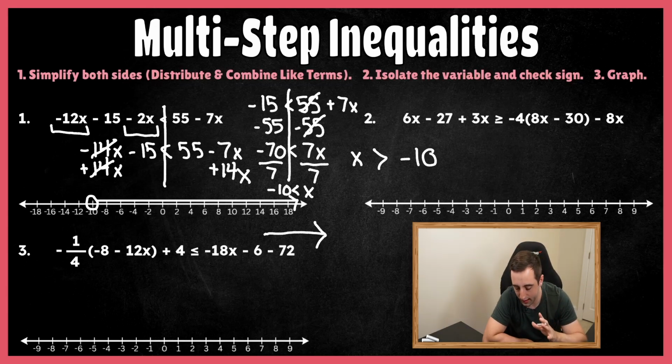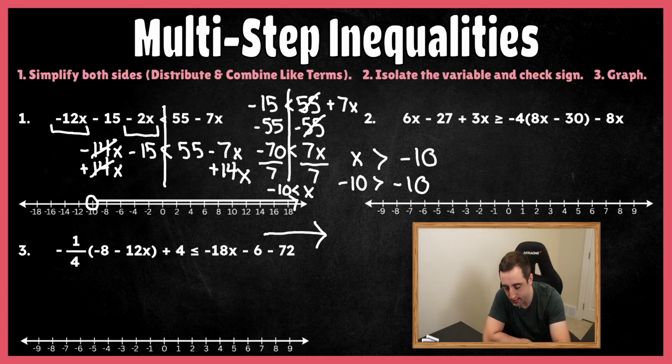Now, if you didn't watch the previous videos, why in the world did I just put an open circle? All that means is that negative 10 does not make the inequality true. So if I plug in negative 10 here for x, this is not an accurate statement. Negative 10 is not greater than itself. So if you have the greater than symbol or the less than symbol, it's always going to be an open circle. But if you have greater than or equal to or less than or equal to, it's going to be a closed circle. And you'll see that in other examples as well.